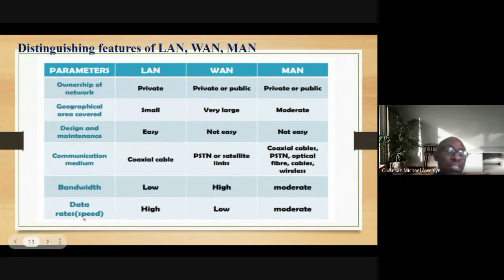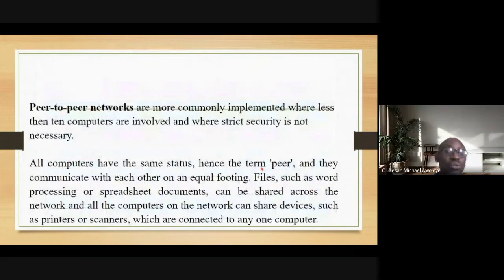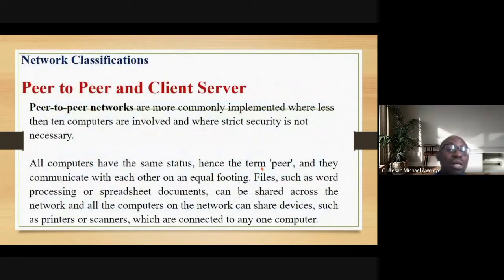What about data speed and rates? It's high for LAN because it doesn't have to travel too long a distance. But for WAN, it's low, and for MAN, it's moderate. So let's move on to network classifications. We have peer-to-peer and client server. We have talked about them, but I'm still going to say more on this.